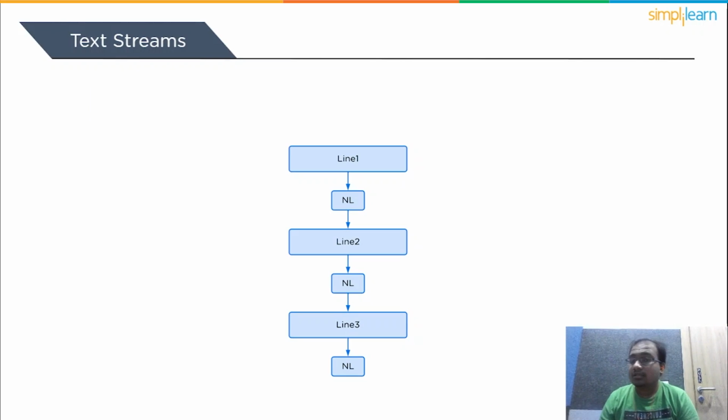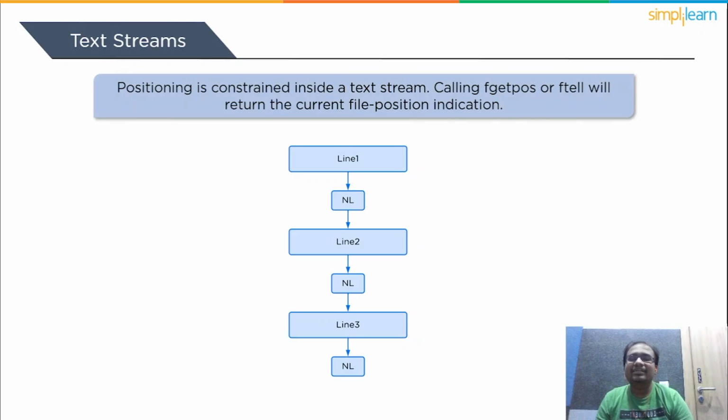The last, positioning is constrained inside a text stream. Calling fgetpos or ftell will return the current file position indication. By using fsetpos or fseek commands, you may place a text stream at a location found in this manner as well as at the start or end of the stream.